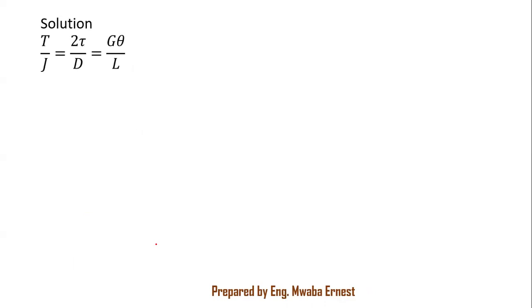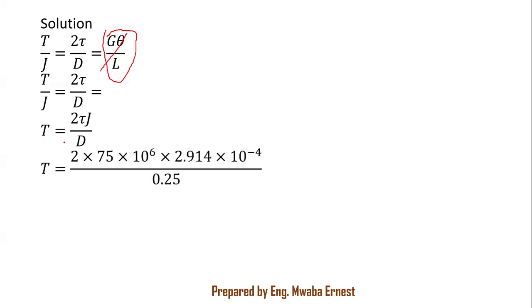Then let's apply the torsion equation. From here, T over J is equal to 2 shear stress over D is equal to G theta over L. From the information provided, the last part here is of no use. We're not going to make use of it, so we ignore it. We just pick the first two sets. And from there, we make torque the subject of the formula. So our T is 2 shear stress J over D. And we do the substitution.